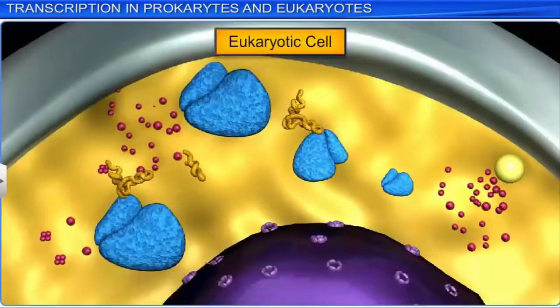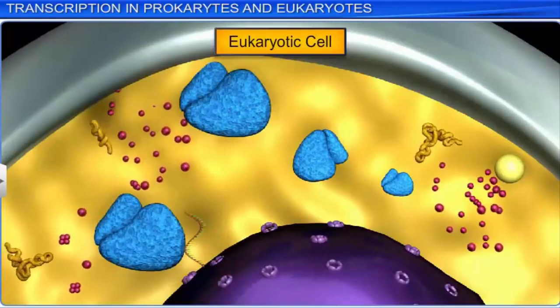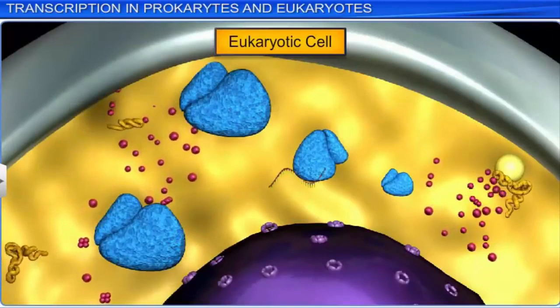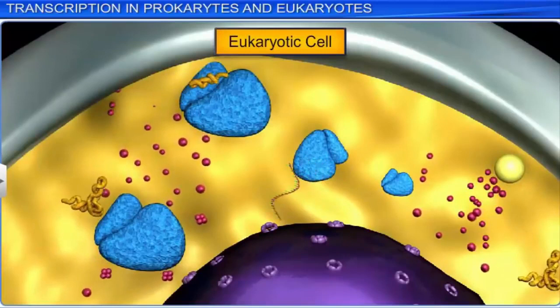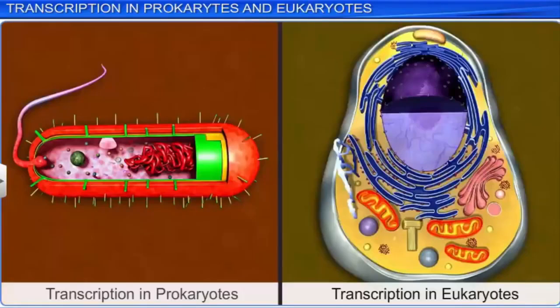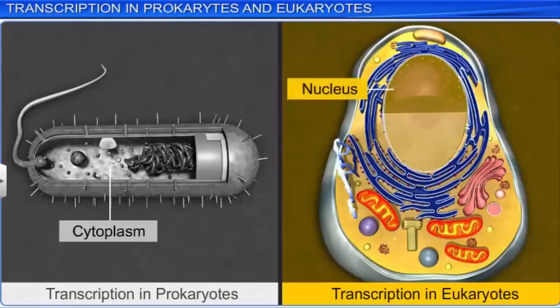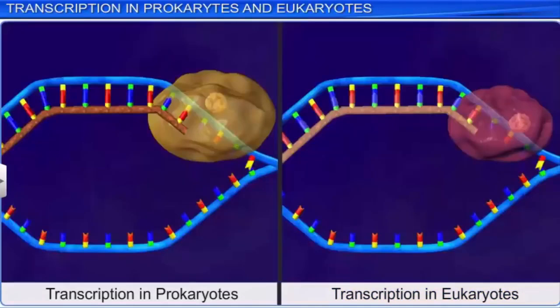The stages of transcription in eukaryotes are similar to that of prokaryotic transcription. However, there are some differences as well. Let's understand them in detail. Unlike prokaryotic transcription, which occurs in cytoplasm, transcription in eukaryotes occurs in the nucleus. There is only one RNA polymerase in prokaryotic transcription. However, eukaryotic transcription involves at least 3 RNA polymerases.